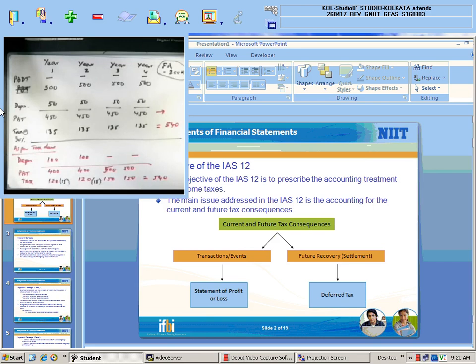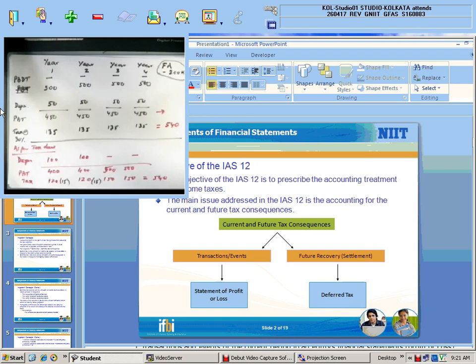And future recovery or settlement is done through what is called deferred taxation. So IAS 12 prescribes the accounting treatment for income taxes. The main issue is how to account for the current and future tax consequences of transactions and events of the current period in an entity's financial statements, and the future recovery or settlement of the carrying amount of assets or liabilities in an entity's statement of financial position. So these are the two issues dealt with under IAS 12.